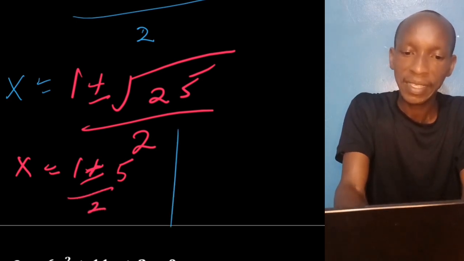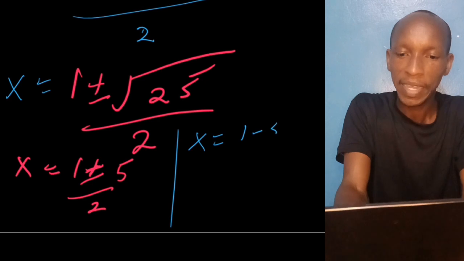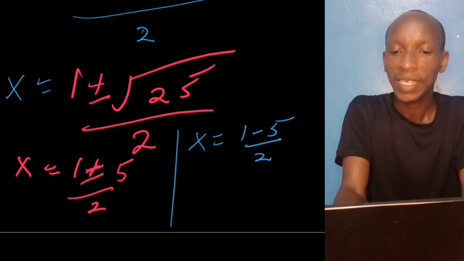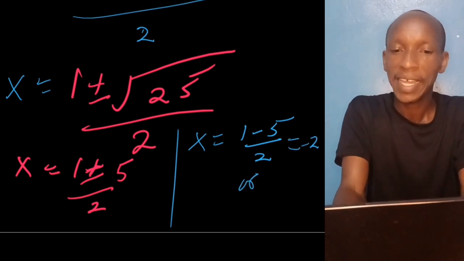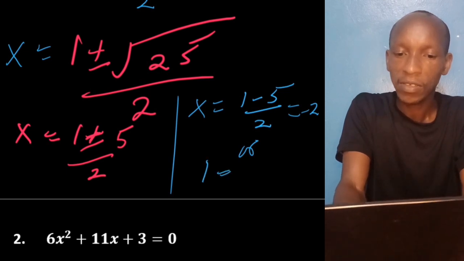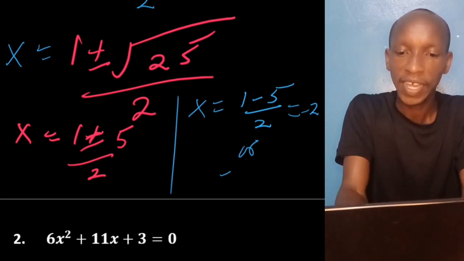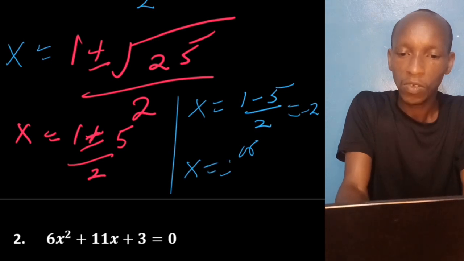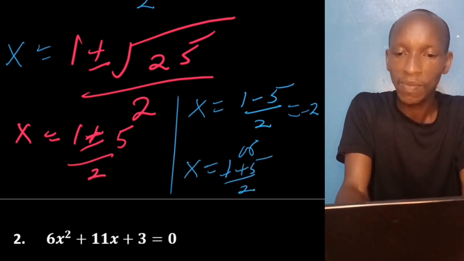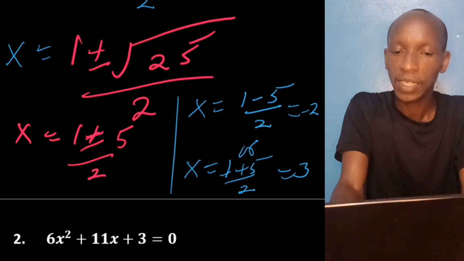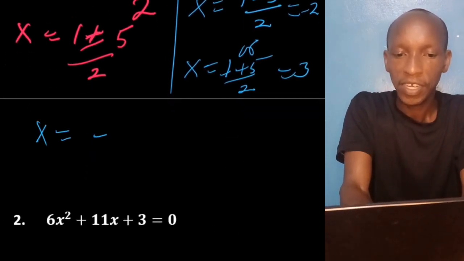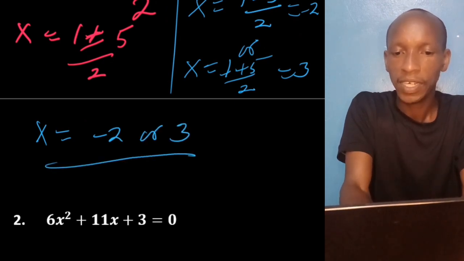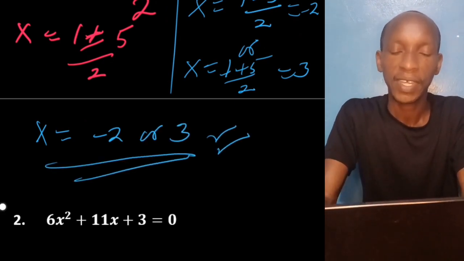If it is minus, it will mean that x is 1 minus 5 divided by 2. And 1 minus 5 is -4, divided by 2 to give you -2. Or it can be plus. It can also mean that x is equal to 1 plus 5 divided by 2. 1 plus 5 is 6, divided by 2 is 3. And therefore, the value of x is -2 or +3. This is the correct value of x.